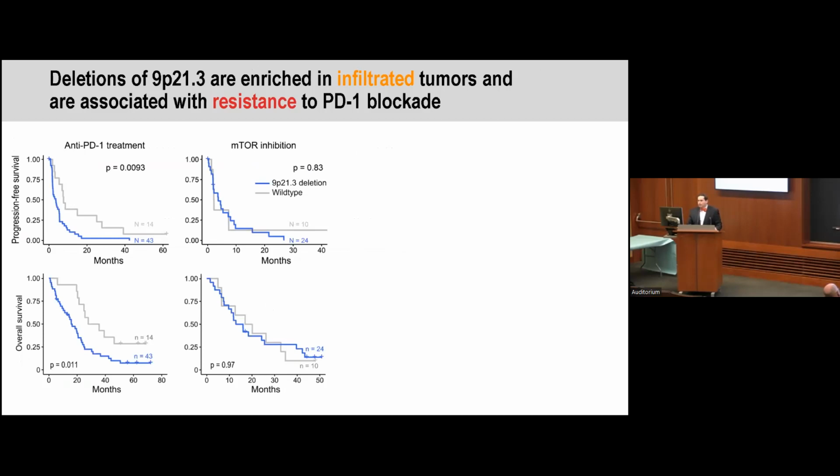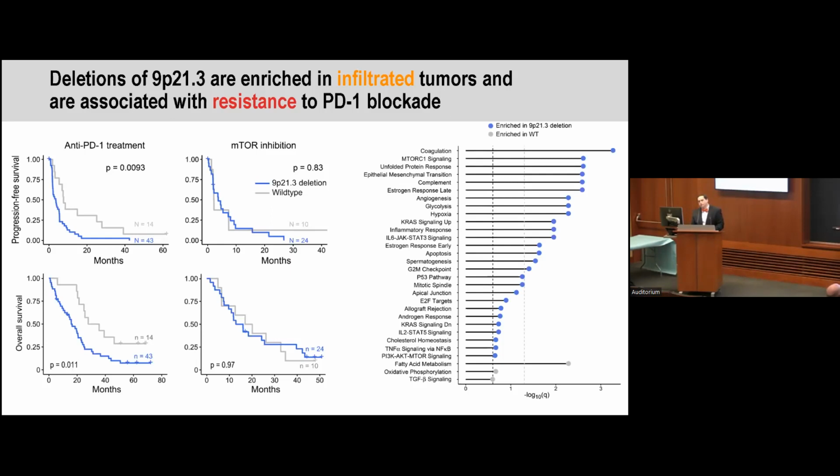So what is it that's impacting this response? How is 9p21.3 actually acting to lessen response to immune therapy? That remains an open question. We took a first look at some activated pathways by integrating the RNA-seq data and looking at which pathways might be enriched in these 9p21.3 tumors. And there are some potentially initial hits.